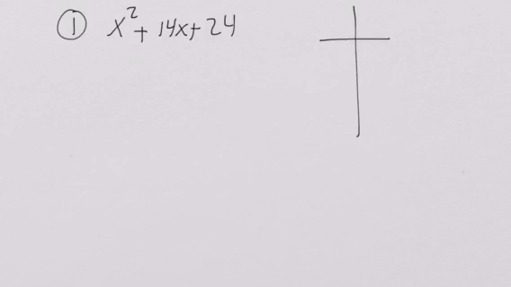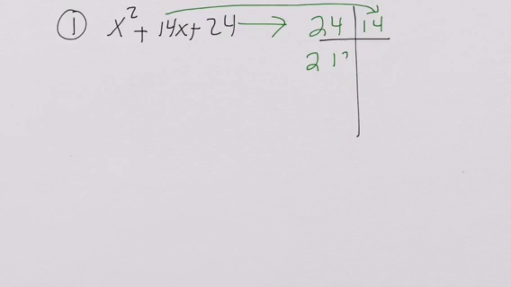So this 24 is going to slide in, and this 14 is going to go into the second column. Now we're looking for two numbers that when we multiply them together, we get 24, and when we add them together, we get 14. So we can start with 2 and 12. 2 times 12 is 24, and 2 plus 12 is 14.